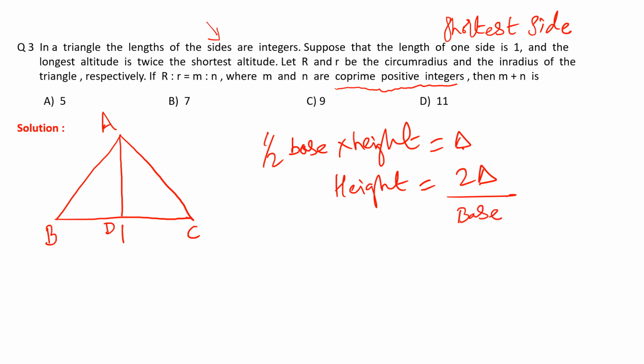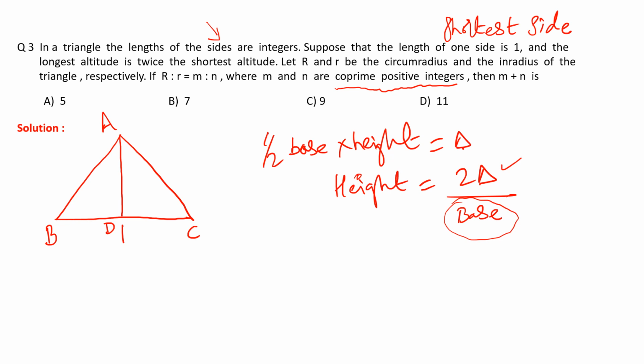So that means since in all the cases, if we take any altitude, delta is going to remain the same, but the length of the base will change. So if the base is the smallest among all the 3 bases, in that case the height will come as the largest, because the numerator is constant and we have taken the denominator as the smallest. Obviously the value of the fraction is going to be the largest. Fine. So AD is going to be the longest altitude.